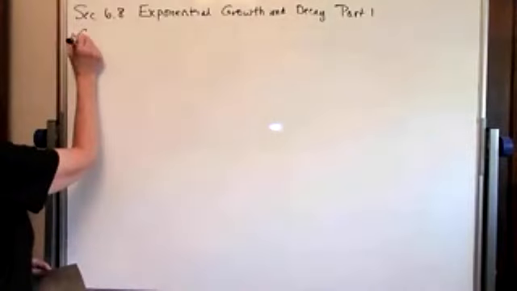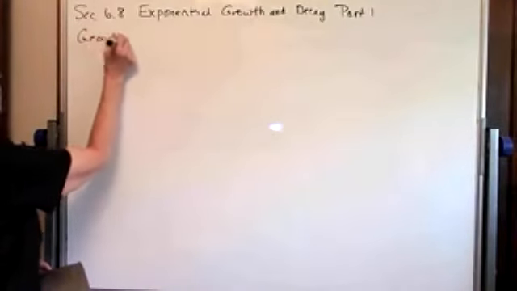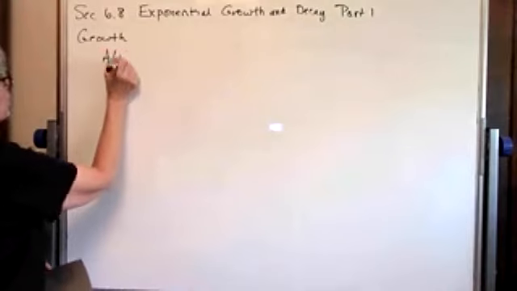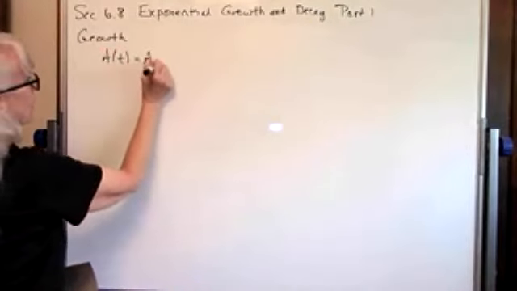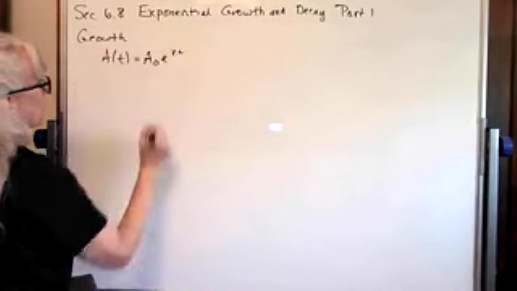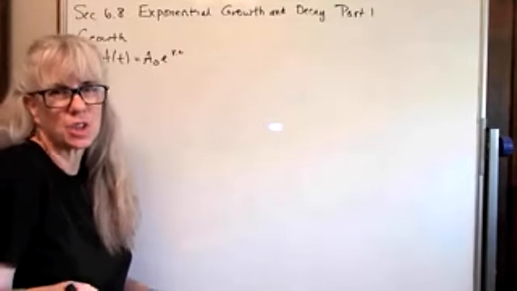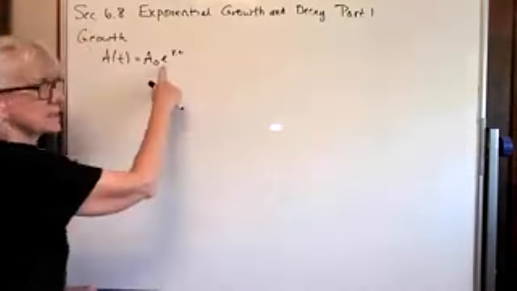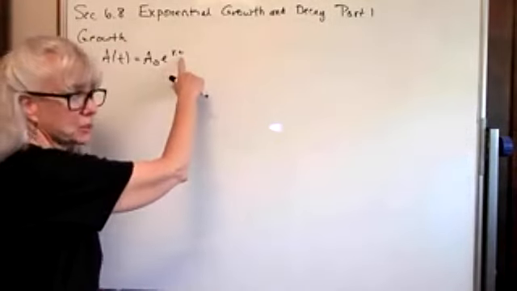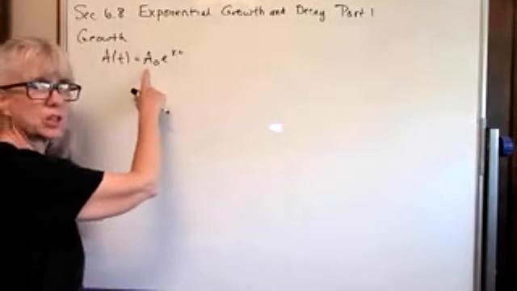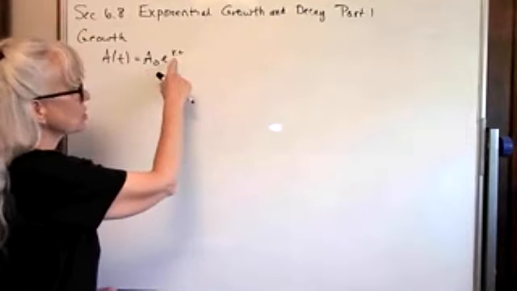We have our growth formula, which is going to look very familiar. Your book uses A of t is equal to A naught e to the kt. That should remind you of the PERT formula in the previous section. All we're doing is changing some of the letters. E is a constant, that's not going to change. Notice time is also there. A naught is the population at time 0, and K is our growth rate.